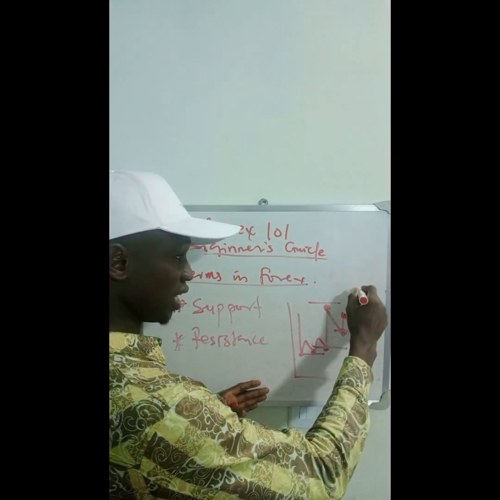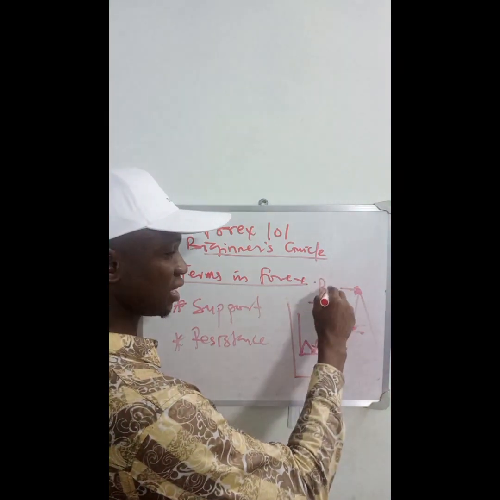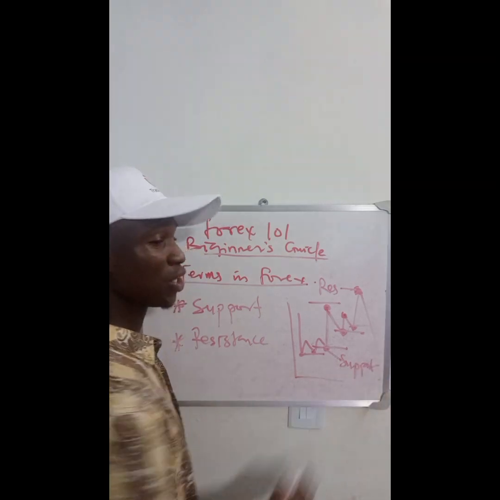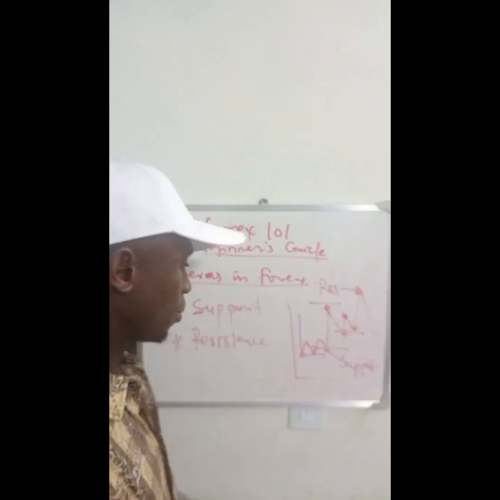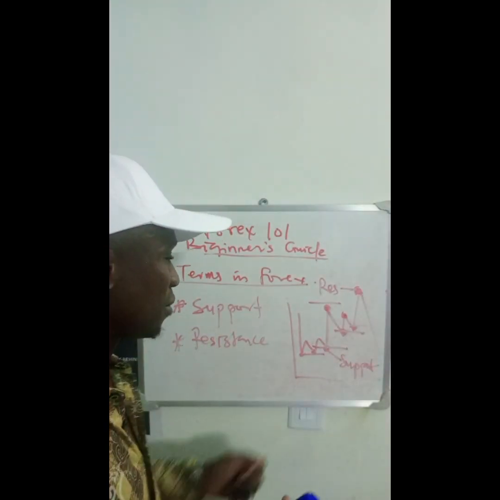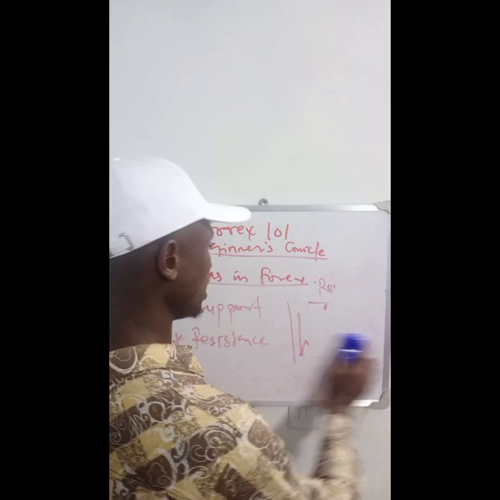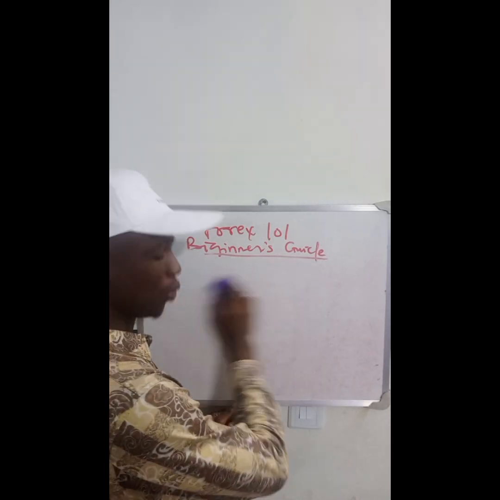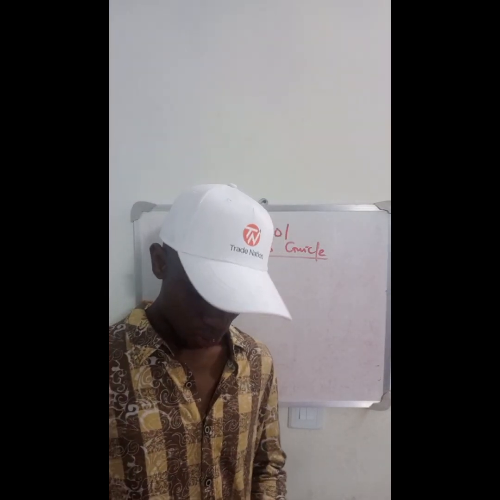Those points that hit it downward are called what? Resistance. So this is resistance, and those are what? Support. It's very important you know this. They also call it demand and supply, but they say there's a slight difference between demand and supply, and support and resistance. So I think that's that about that. We'll get into the chart, and then I will show you other things you need to know.